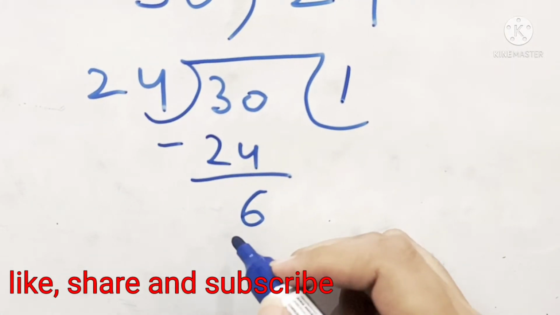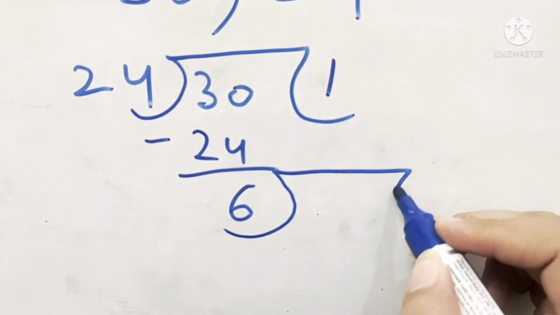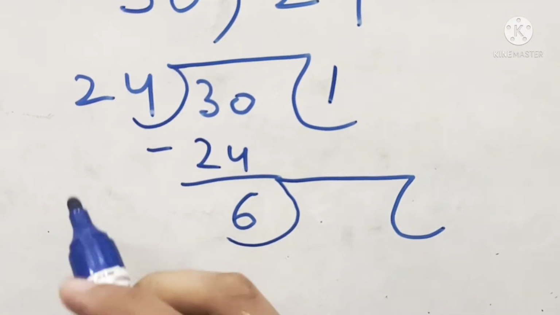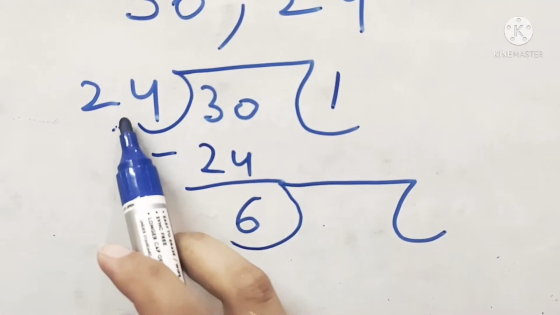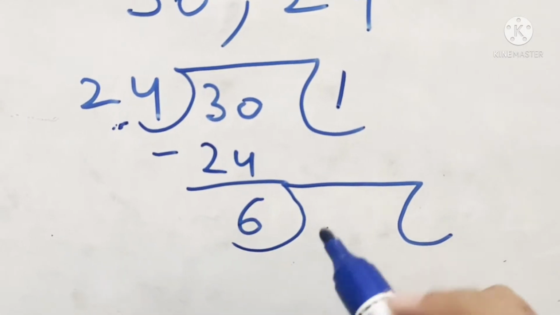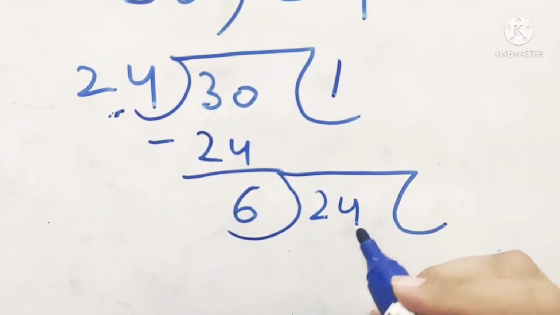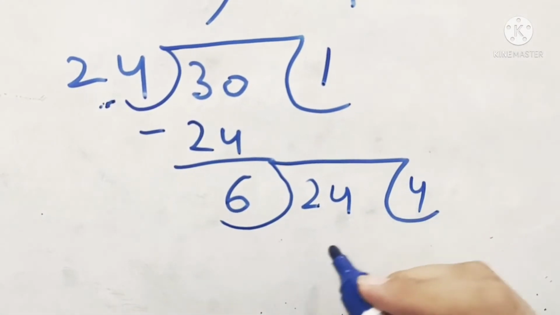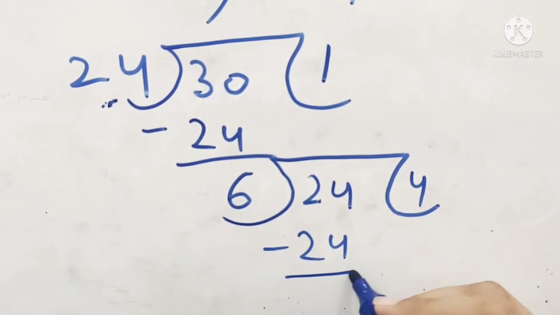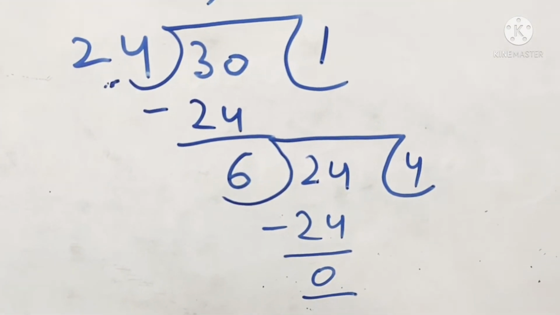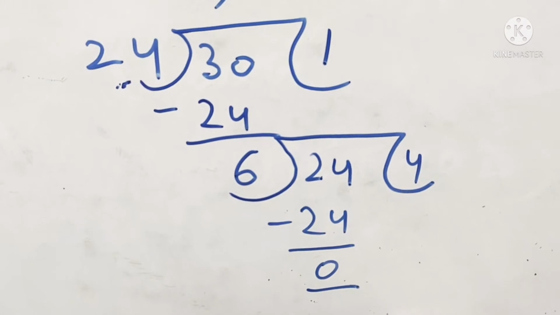Now I will make a bar again over here and repeat the process, and the number with which we divided earlier will come inside the bar now. So now 6 into 4 is 24. When I subtract, I am getting 0. That means I will end my division over here.